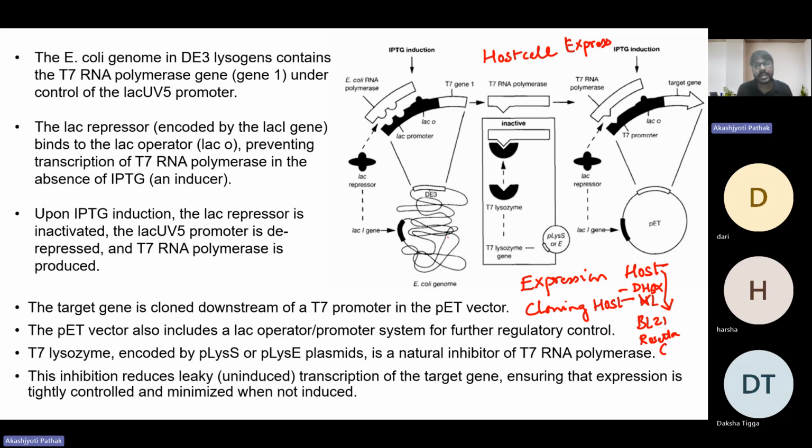These E. coli have been engineered. How they have been engineered is that you see this is your E. coli genome. Look at this figure, you have this E. coli genome.